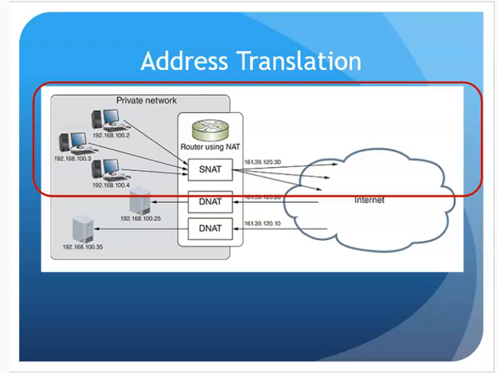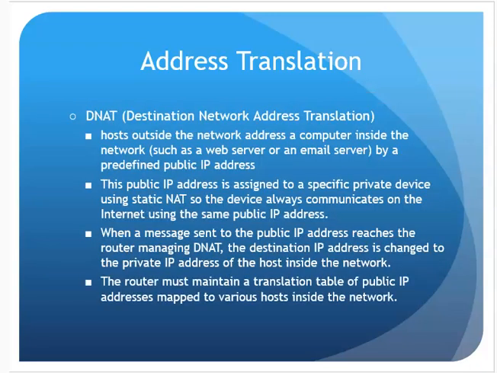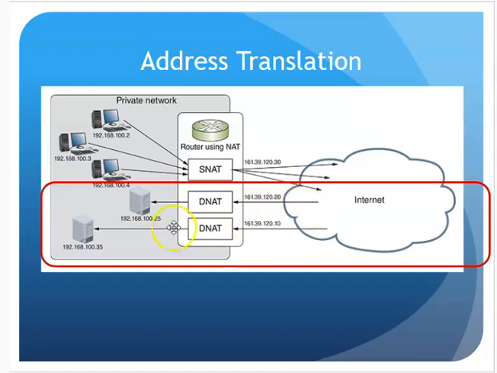The destination network address translation is going to be going the other way. So hosts outside can get to things like a web server or email server inside. So now, coming this way, this needs a translation into a specific IP address on the inside. So there has to be a table that says an IP address coming from the outside is going to get mapped to this IP address inside for the web server or the email server. That's your destination network address translation.